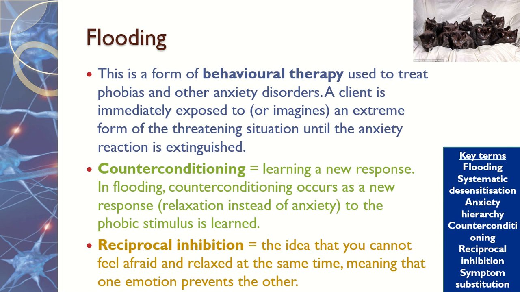And this works through a process called reciprocal inhibition. And that's the idea that we can't feel scared and relaxed at the same time because they're two opposite feelings. So one has to override the other. And normally when you have a phobia, your fear is overriding your relaxation state. But if we can swap that round, so now you're feeling relaxed, you can't feel scared and relaxed at the same time. So feeling relaxed is put in its place.